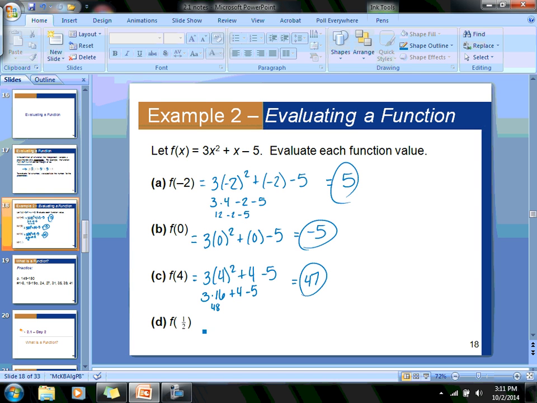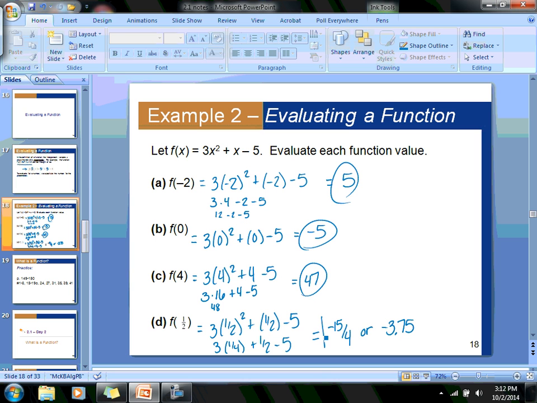And you can even do this with a fraction, f of a half. So I'll have 3 times 1/2 squared plus a half minus 5. So 1/2 squared is 1/4. So that would be 3/4 plus a half minus 5. And if you're a little shaky on doing the mental math with the fractions, you could convert it to decimals or use your calculator. You'll get negative 15 over 4 as a fraction, or as a decimal, you get negative 3.75.